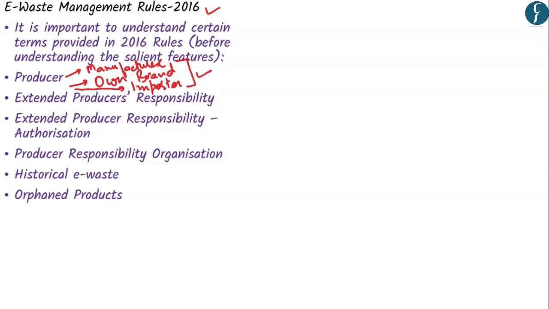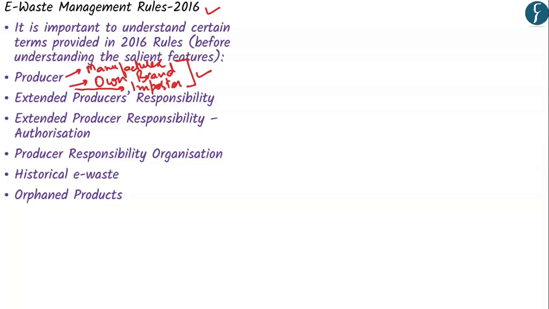Extended producer's responsibility means responsibility of any producer of electrical or electronic equipment for channelization of e-waste to ensure environmentally sound management of such waste. Extended producer's responsibility may comprise of implementing take-back system or setting up of collection centers or both, and having agreed arrangements with authorized dismantlers or recyclers either individually or collectively through a producer responsibility organization recognized by producer or producers in their extended producer responsibility authorization.